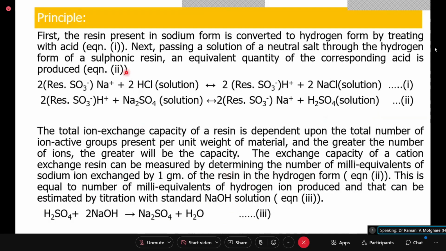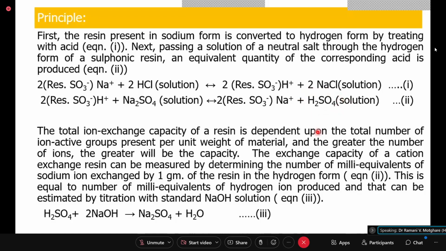Now coming to the principle, especially for Zeocarb 225, when it is stored in dry condition, it is present in sodium form. So you have to put the resin into HCl so that it is converted to hydrogen form. Then when you treat it with the sodium sulfate solution, you get release of H2SO4. Finding out how much H2SO4 has been formed is very easy, by performing a neutralization titration with phenolphthalein indicator. You can find out this sulfuric acid.